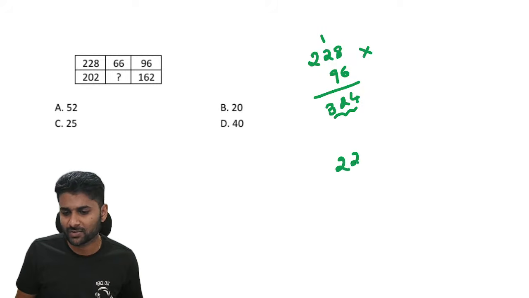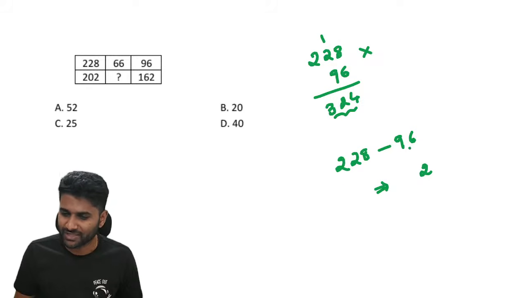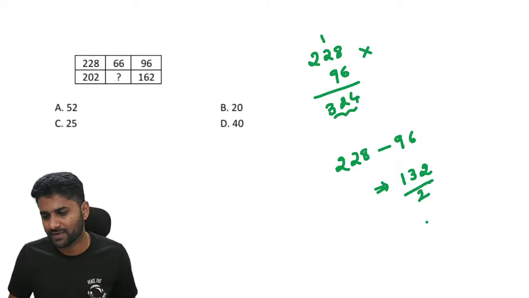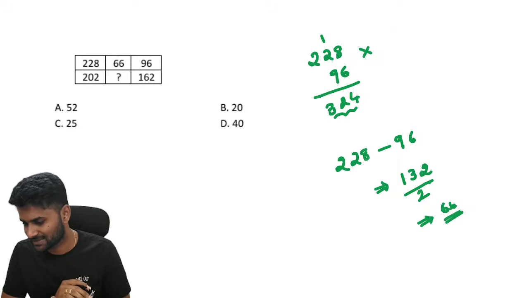If addition is not possible, then try to find the difference. Here the difference, see, 8 minus 6 is 2, 22 and then 9. How much of a difference can you see? 132. Now you should divide it by 2. 132 divided by 2, the resultant is 66.